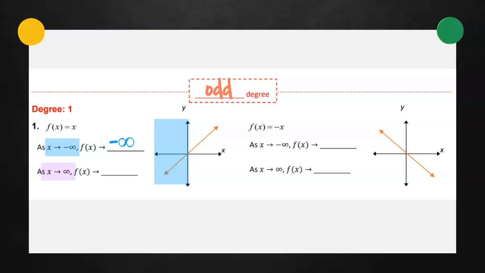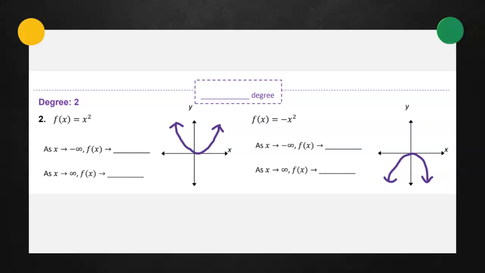Now, as x approaches positive infinity, I look at the right side of my graph. So my function f of x is approaching positive infinity. The line points towards the positive y values. Now, if I look at my second graph, as x approaches negative infinity, again looking at the left side of your graph, my function f of x is approaching positive infinity. And on the other side, as x approaches positive infinity, I look at the right side of the graph. F of x is approaching negative infinity.